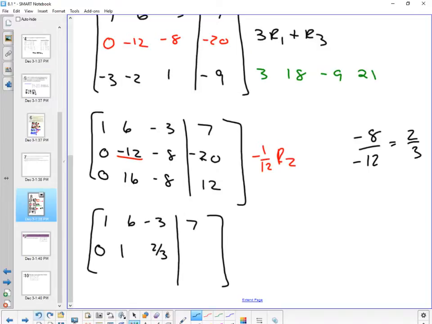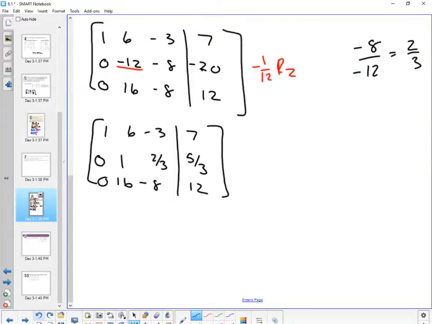And then negative 20 times negative 1/12 is going to be what? It's 1 and 2/3, so 5/3. Positive? Yeah. Okay, so here's 5/3. Does the last row change? So I've got 0, 16, -8, 12. Now we want that 16 to become a 0.